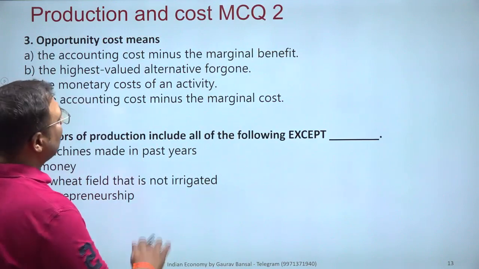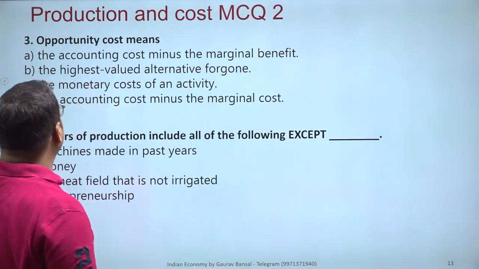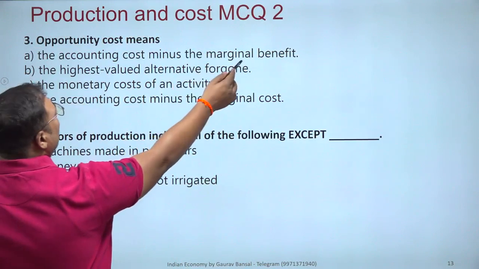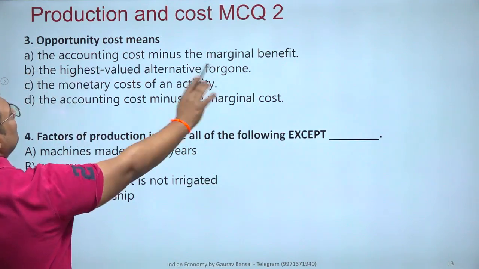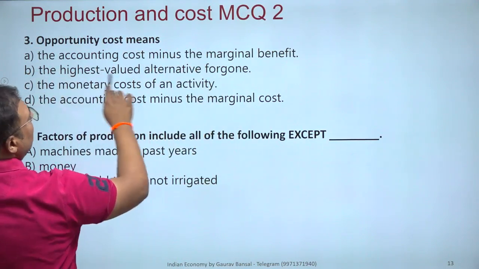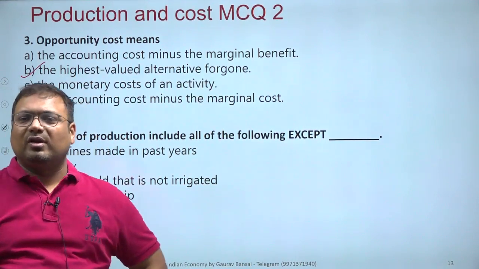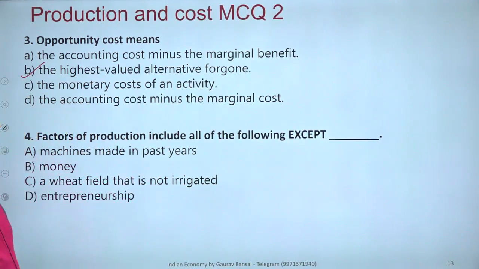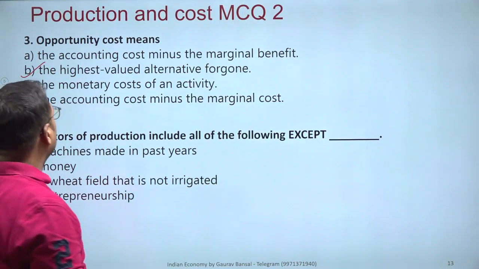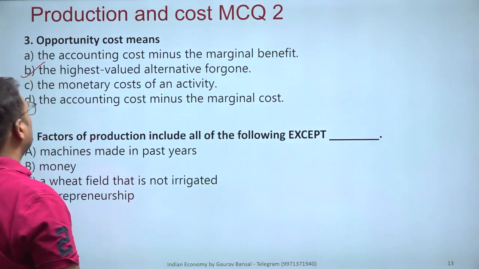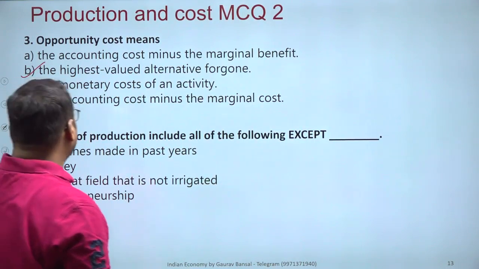Opportunity cost means, this is purely the definition, so it should be easiest for you. The accounting cost minus marginal benefit, no. Unnecessarily technical thing is given. Okay. Highest valued alternative foregone. We have already done question number 1 in this list, so you can already identify the B here. Okay. Monetary cost, no. The accounting cost minus marginal cost, no.